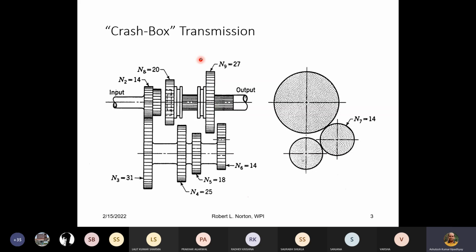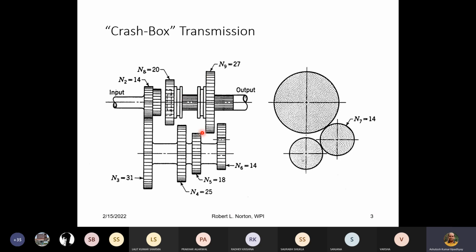If you see, there is a slot kind of thing. So the gear shifters will be connected over here. That gear shifter will push this particular gear either to the right or to the left. So when you are engaging the first gear, T9 will be shifted to the left, and it will be connected to T5.